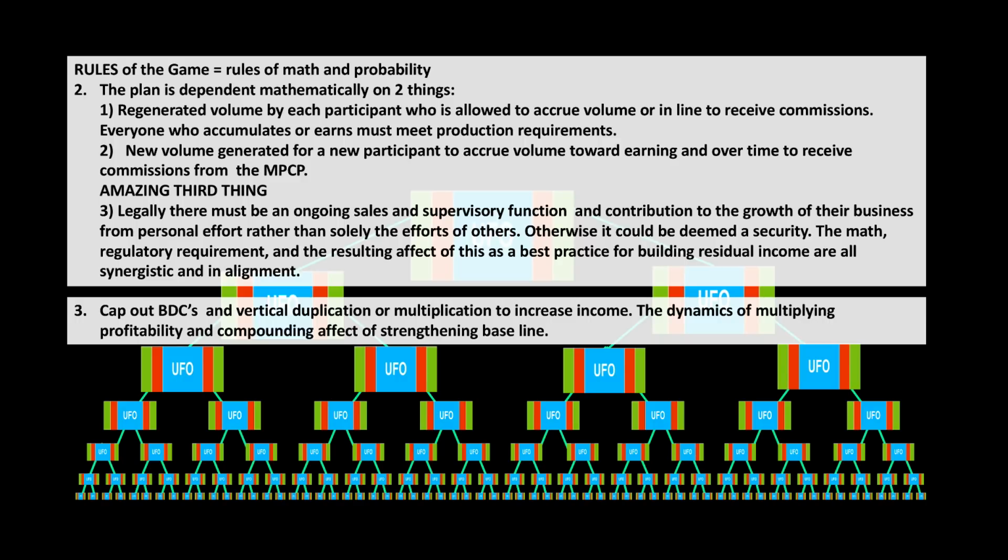The cap out on BDCs and vertical duplication and multiplication to increase income is critical. Anything that violates that, like trying to switch lines, borrow volume from another line, take people from another line, all of that is just destructive. And you don't belong here if you are motivated to do that or constantly thinking about it and trying to do it. Just do it right.